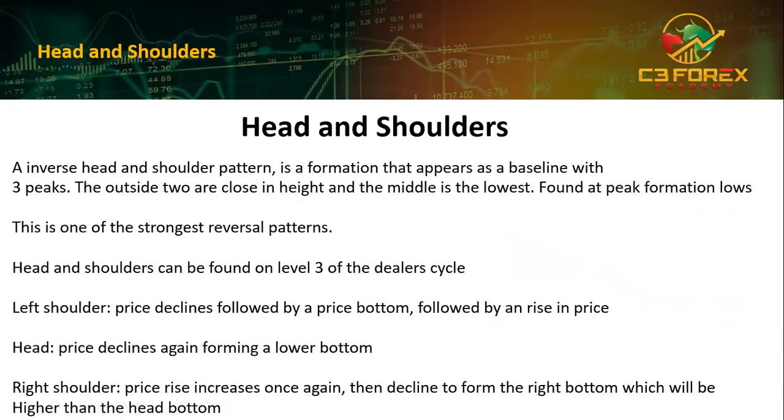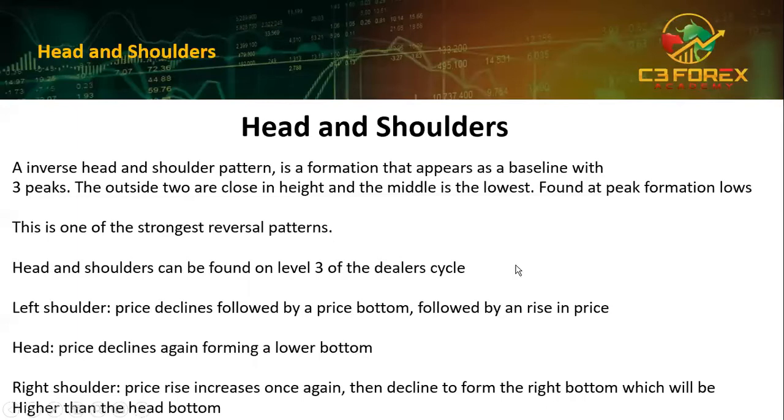An inverse head and shoulders pattern is a formation that appears as a baseline with three peaks. Same thing, the two outside are close in height, and the middle is the lowest, found at the peak formation low. Just like the head and shoulders pattern, this is one of the strongest reversal patterns. So this is the opposite of the head and shoulders pattern. A regular head and shoulders pattern can be found at the top of an uptrend. An inverse head and shoulders pattern will be found at the bottom of a downtrend.